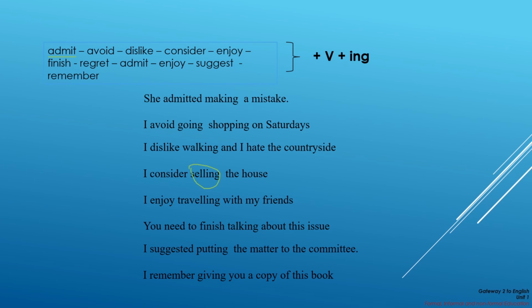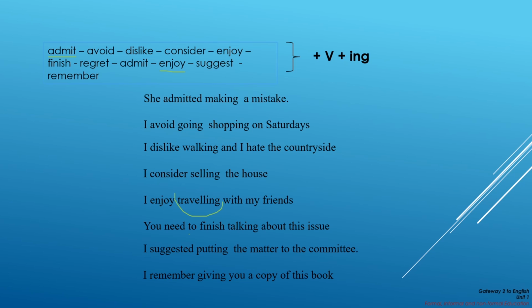I consider selling the house. Selling is the gerund. The base form is to sell. So we put it here as a gerund because it should be used as a gerund with the verb consider. So please stick to this list of verbs, and you can also look for other verbs on the internet or in some books, and you can get an exhaustive list of these verbs that you can use with the gerund.